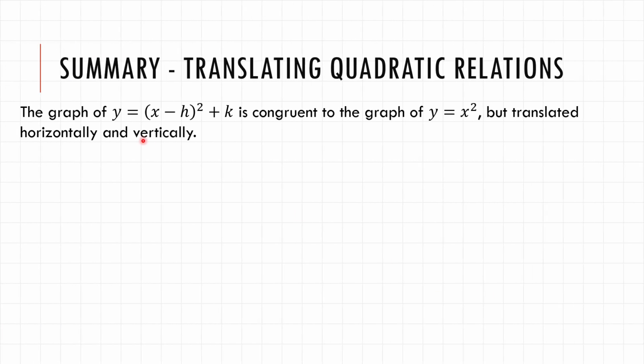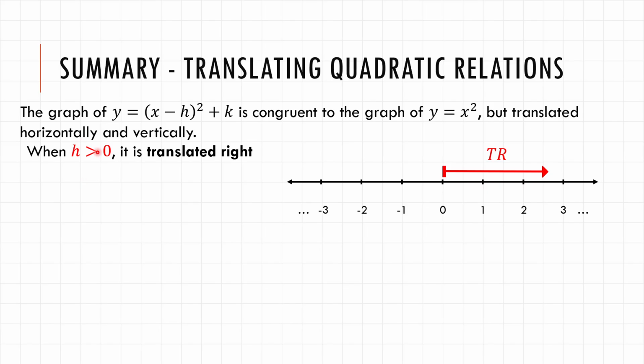So just to summarize that, the graph of y equals (x minus h) all squared plus k is congruent, which means it looks exactly the same as the graph of y equals x squared. The only difference is it is translated horizontally, so left or right, and vertically up or down.